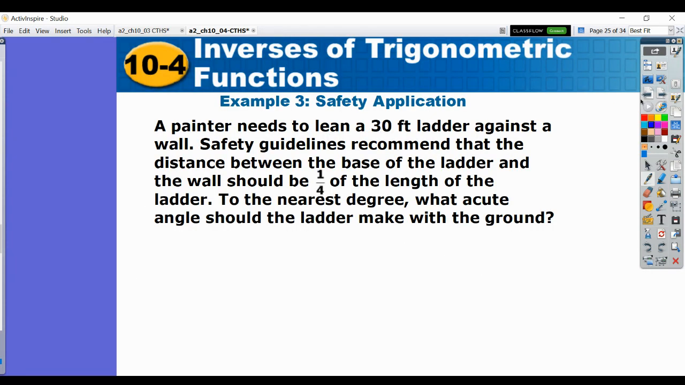Okay, let's use some inverse trig to solve some problems. So first of all, a painter needs to lean a 30-foot ladder against a wall. So we're going to have a wall with a ladder leaning against it. Safety guidelines recommend that the distance between the base of the ladder and the wall should be 1/4 of the length of the ladder. 1/4 of 30 is 7.5. So the bottom from the ladder to the wall is 7.5. To the nearest degree, so make sure your calculator's in degree mode because we're going to use that, what angle should the ladder make with the ground?